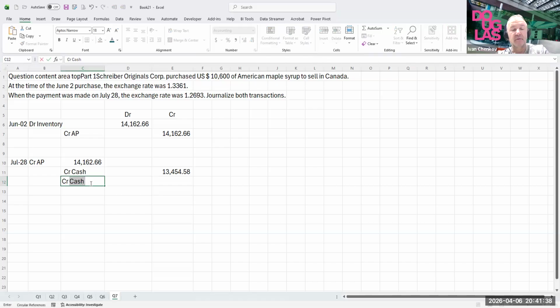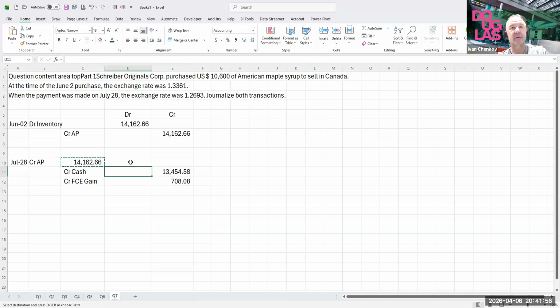Credit, foreign currency exchange gain, which will be the difference between debit. Oh, that debit should be in a different place. I'm going to move it right away. So let's cut from here and paste it here. And that will be our transaction.